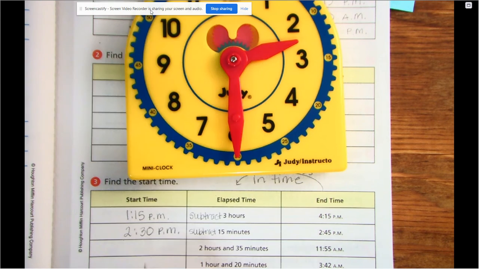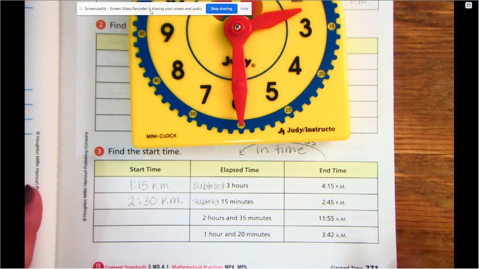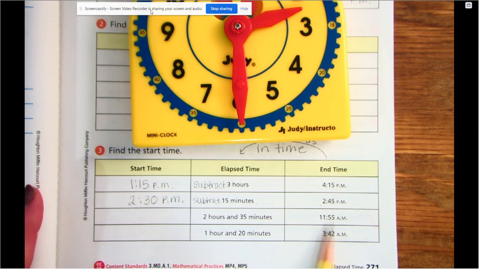You can check yourself by making this on your clock and adding 15 minutes, and you should end up with this time. Okay, so now these were just hours. This was just minutes. Now we're going to combine them. We're going to make 11:55 on our clock, 11:55 a.m.